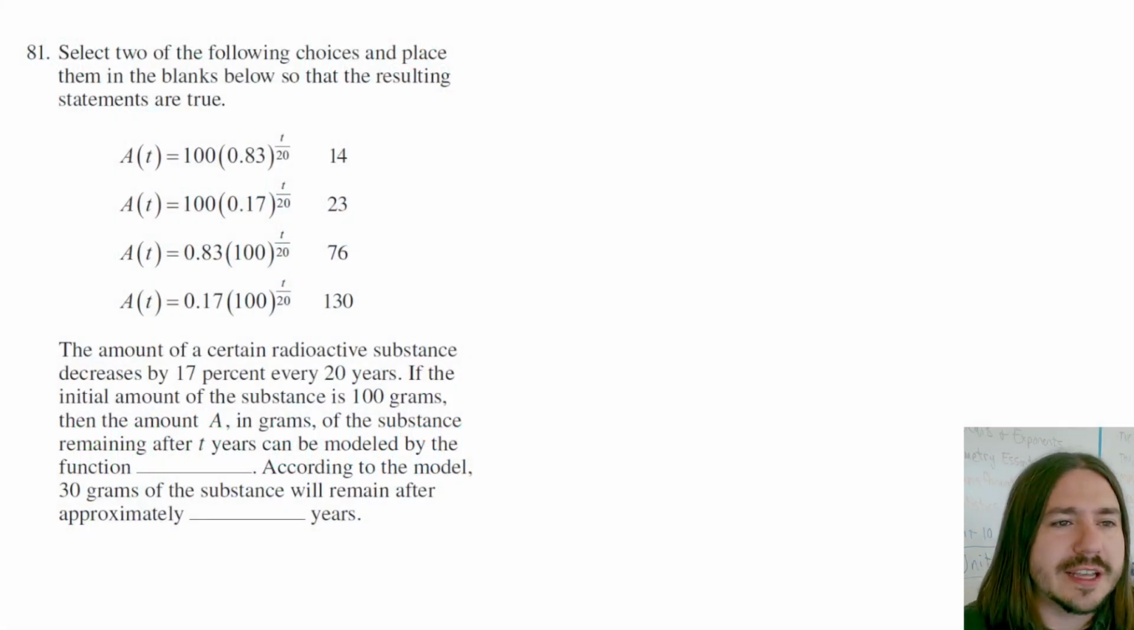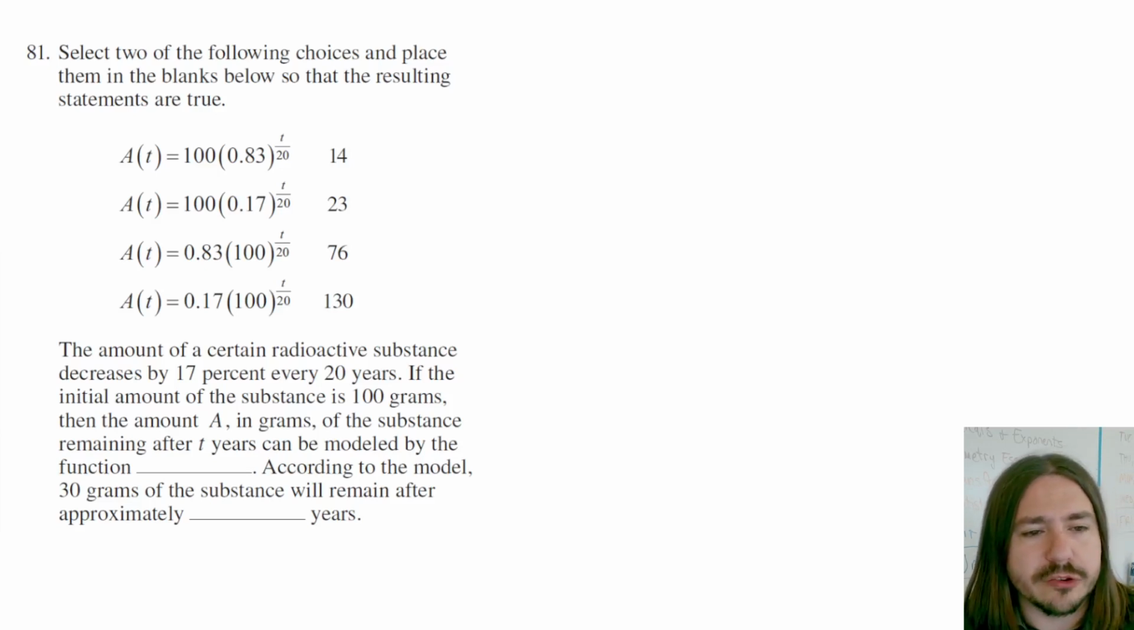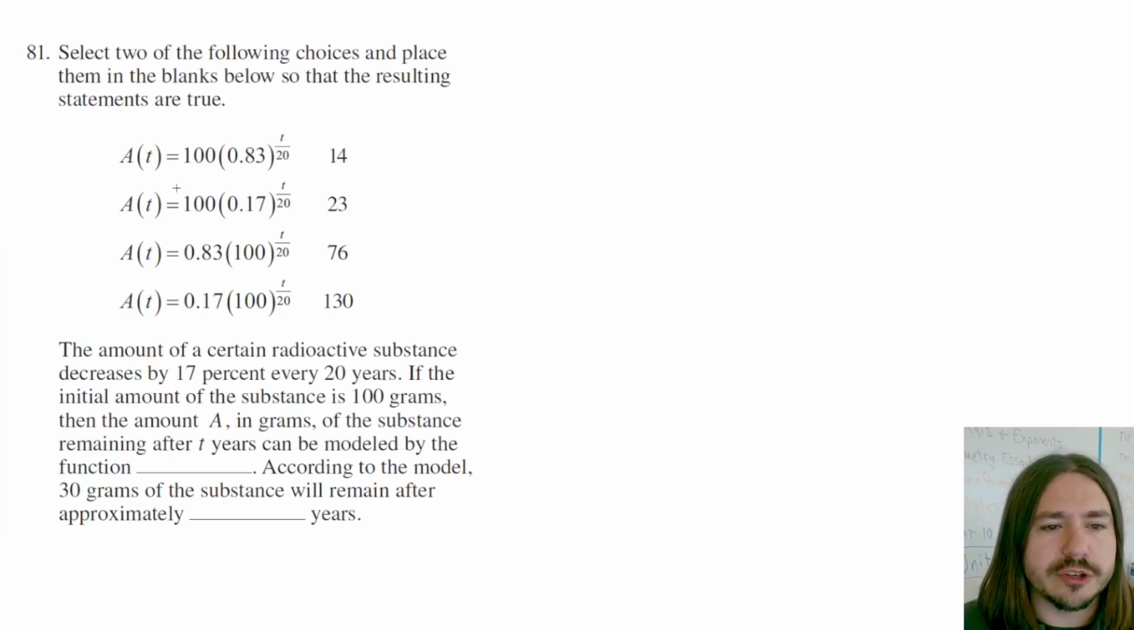Number 81 here says, select two of the following choices and place them in the blanks below so the resulting statements are true. So we've got four equations and they all look like exponential growth equations. Actually, this might be a half-life problem. Let's read a little further. And then we've got these four numbers.